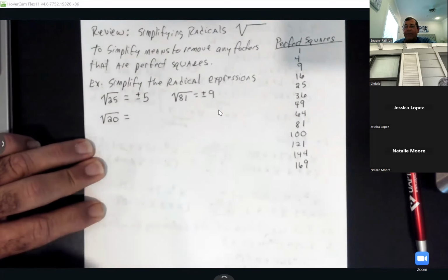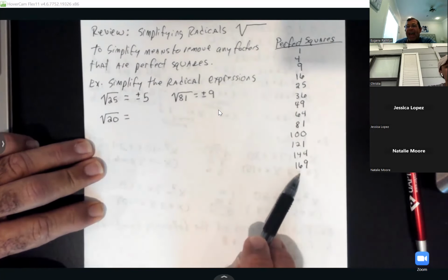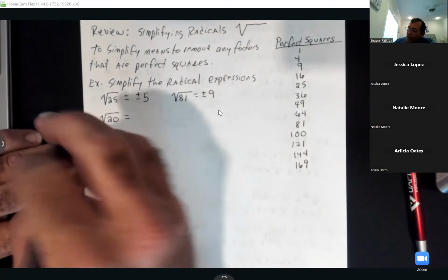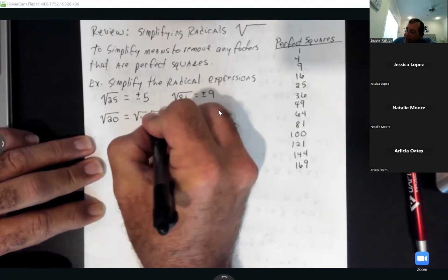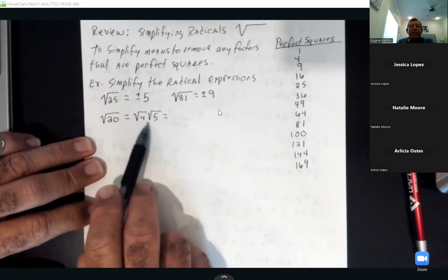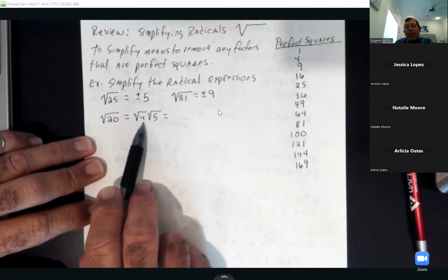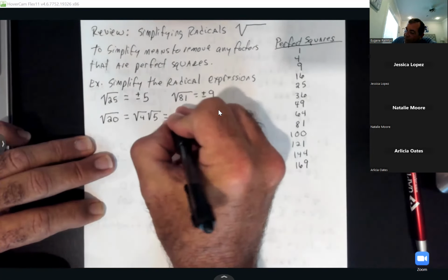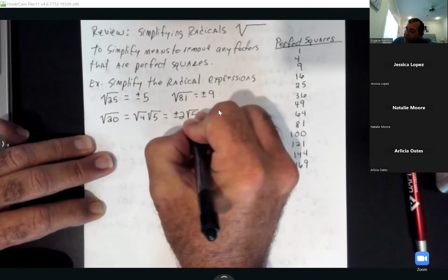But here's my question. Does 20 contain any of these numbers as a factor of it? 4. There you go. So what we would do, we would make this a square root of 4 times a square root of 5. So notice 4 times 5 still equals 20 under these radicals. But y'all, now I can simplify the square root of 4. So the square root of 4 will give me a plus or minus 2, and then bring down my square root of 5.